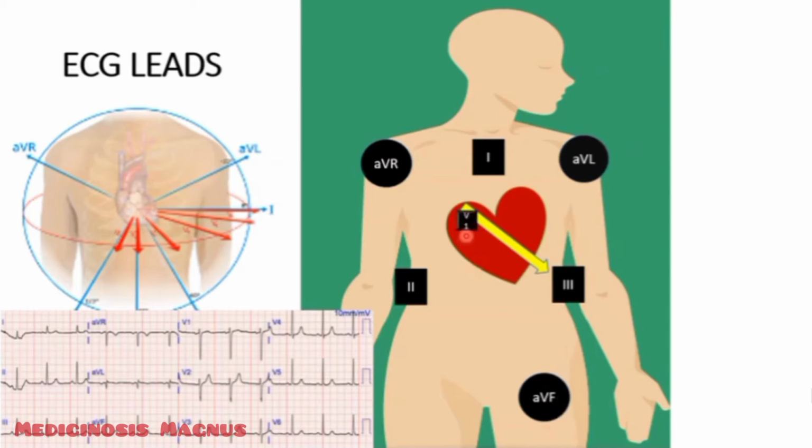Then V1 is placed at the 4th intercostal space, right parasternal border. V2 is placed in the 4th intercostal space, left parasternal border. V4 is placed where we check for the apex beat, that is the 5th intercostal space, left mid-clavicular line. V3 is placed between V2 and V4. V5 is placed at the anterior axillary line and V6 at the mid-axillary line.